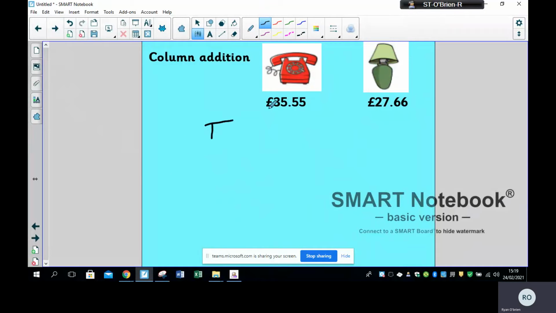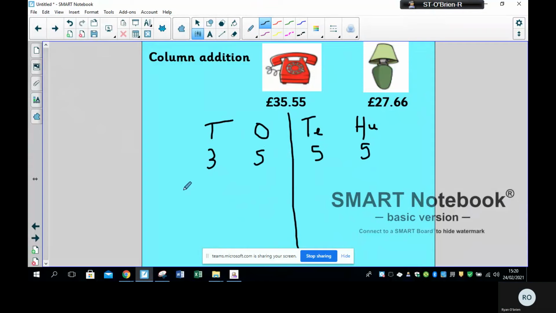Okay. So I've got tens. I've got ones. Okay. I've got tenths. My 10p's. Okay, and I've got hundredths, my pennies. Okay. So we're going to have a go. £35, decimal point there, 55. Add, oh, don't forget my pound sign. Add £27.66. Decimal point would go there. Okay.